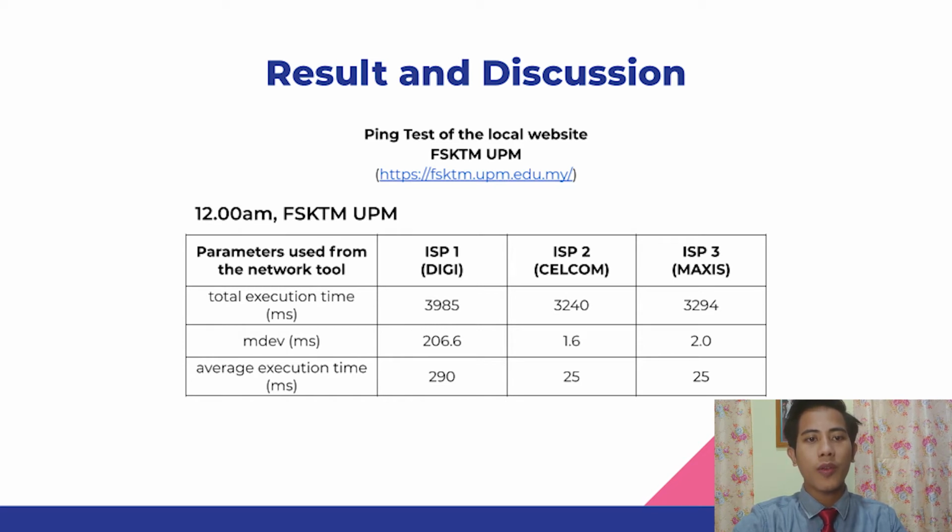With domain name fsktm.epm.edu.my. For this testing, we will use 3 parameters: total execution time, MDEV, and also the average execution time. We will test 3 different ISPs, Digi, Cellcom, and Maxis, to access the same website, which is the FSKTM website, within 3 slot times.